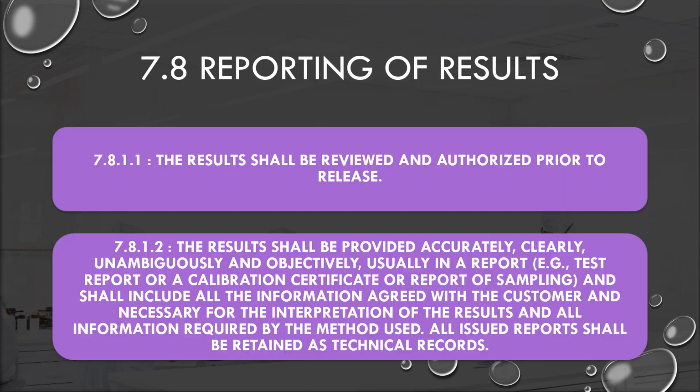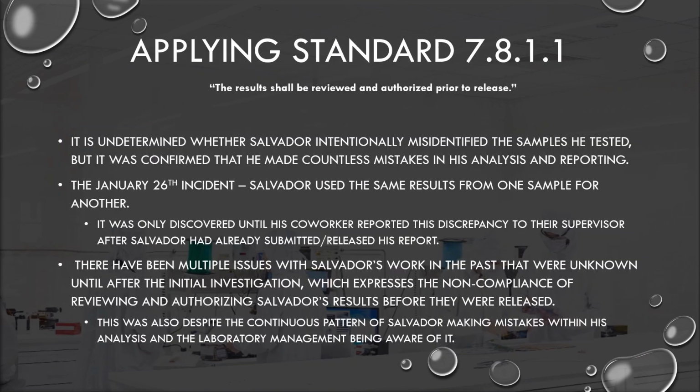And the last two standards in question come from section 7.8, reporting of results, and these two standards are 7.8.1.1 and 7.8.1.2. Regarding this standard, it was undetermined whether Salvador had intentionally misidentified the samples he tested, but it was confirmed that he had made countless mistakes in his analysis and reporting. Now, in the January 26th incident, Salvador, of course, used the same results from one sample for another. It was only discovered when his coworker reported this discrepancy after Salvador had already submitted and released his report.